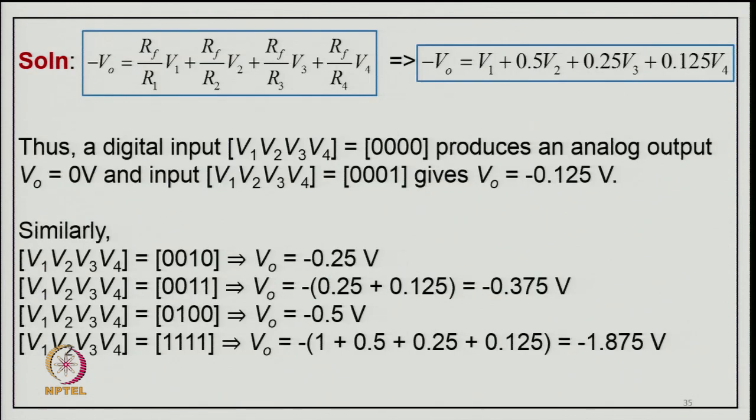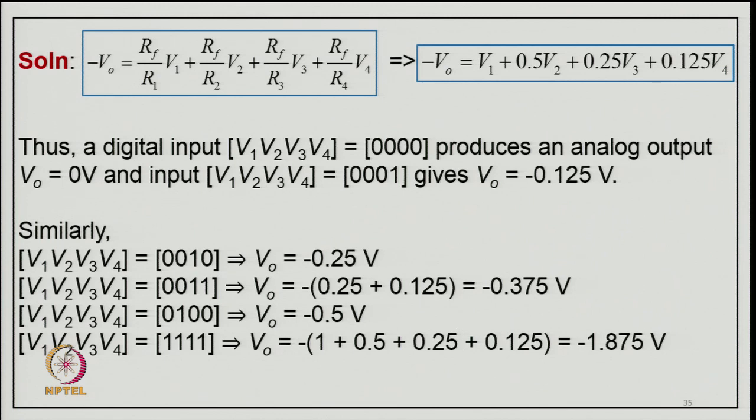So, now putting the value, the formula here is minus V0 equal to RF upon R1 V1, RF upon R2 V2, RF upon R3 V3, RF upon R4 V4. So, putting the value here of RF and R1, R2, it becomes minus V0 equal to V1 plus 0.5 V2 plus 0.25 V3 plus 0.125 V4.